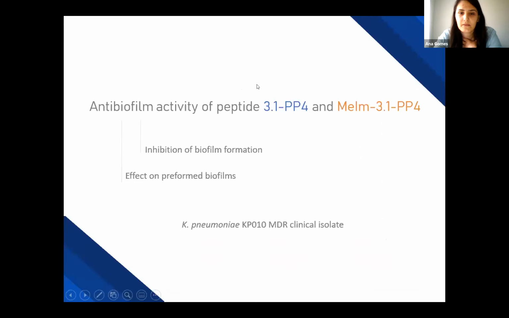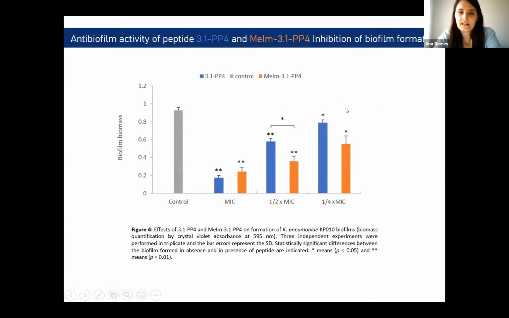And since the chimeric peptide presents a great activity in biofilm formation, we assessed also the modified one, both in inhibition of biofilm formation and the effect of the modified peptide on preformed biofilms. At that time, we only did it against a Klebsiella pneumoniae multi-drug resistant clinical isolate, for which the chimeric peptide presents the greatest performance. And as you can see, in the inhibition of biofilm formation, there is no significant difference between both peptides, with a slight improvement for the modified peptide at half of the MIC.